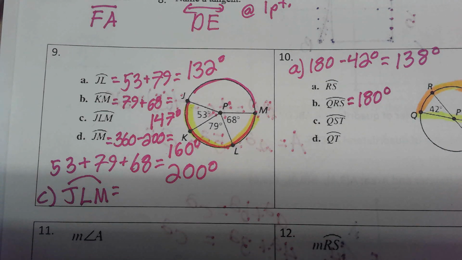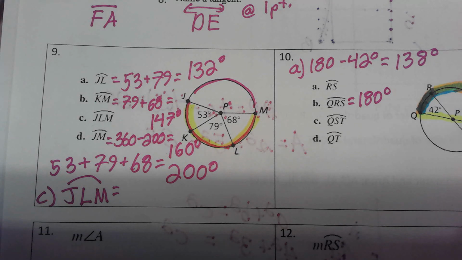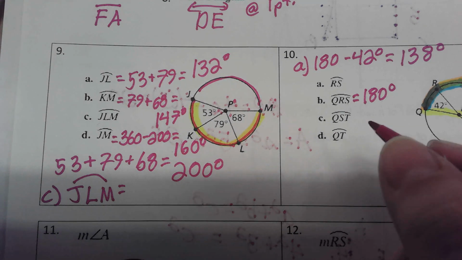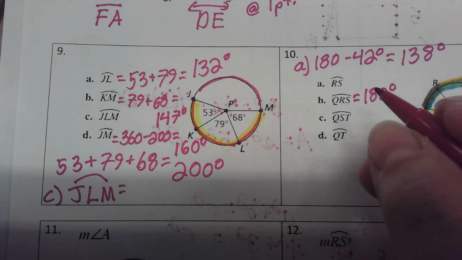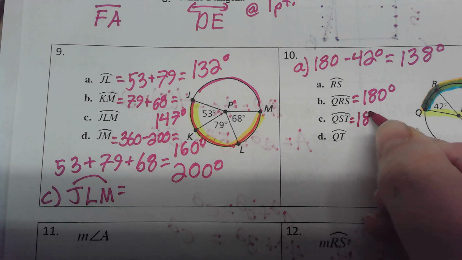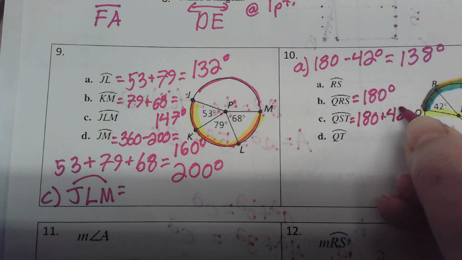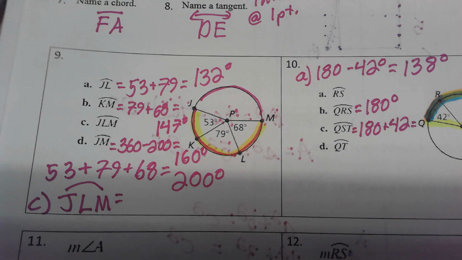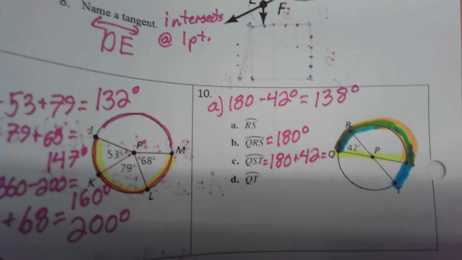Okay, the next one is asking for QST. So QST all the way over there. So how are we going to find that one? QST. Yes, we're going to add, so 180 plus 42. So what do we get for that one? 222.